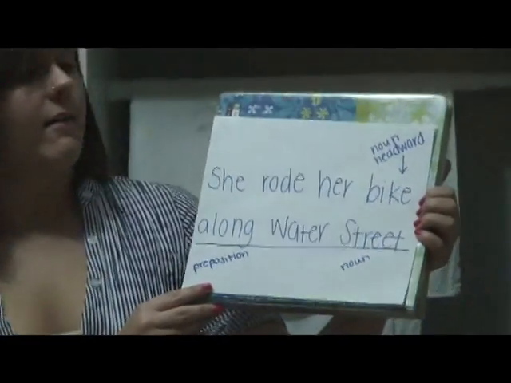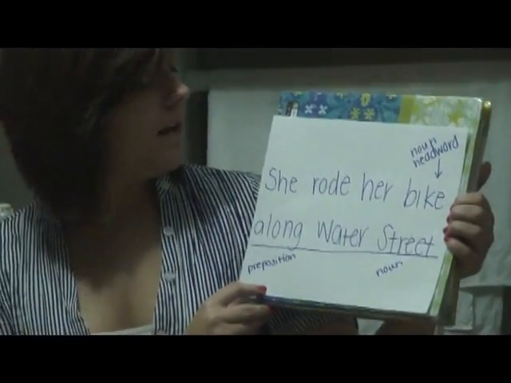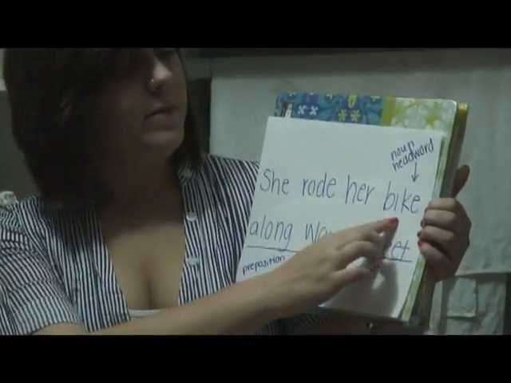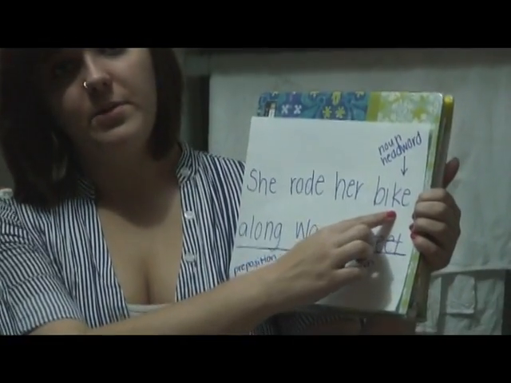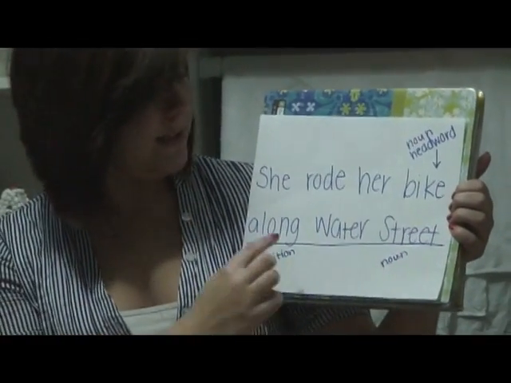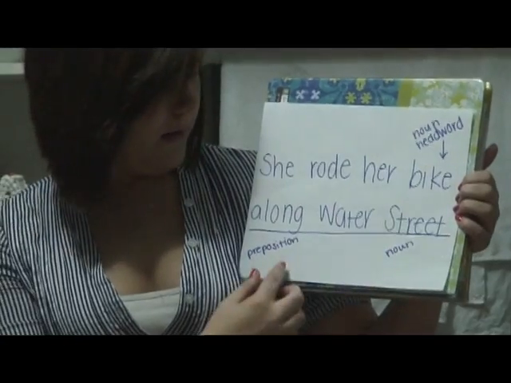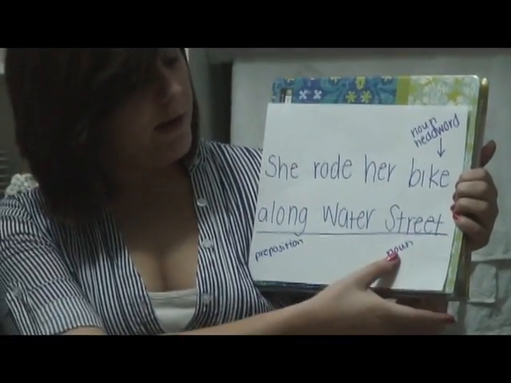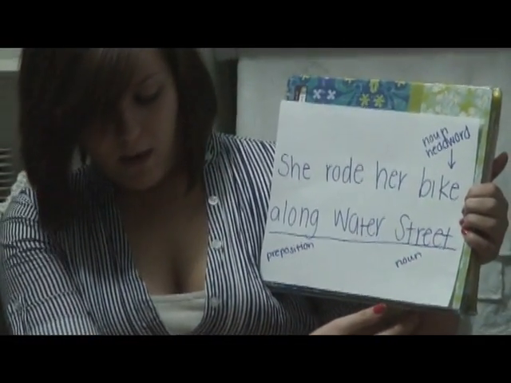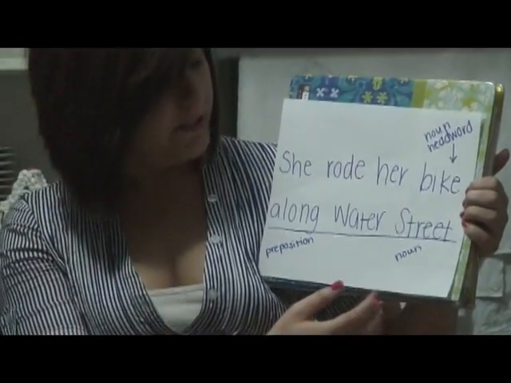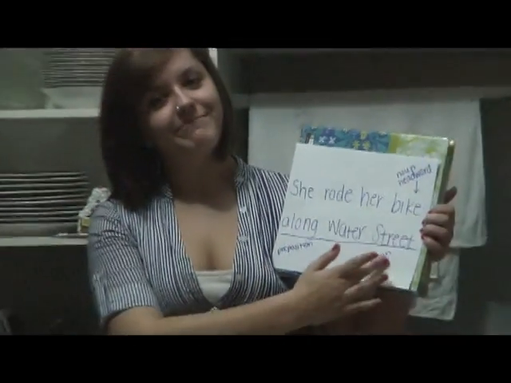She rode her bike along Water Street. Bike would be the noun headword in the sentence because it precedes the prepositional phrase, which is along Water Street. Along is the preposition and Water Street is the noun. It is answering the question where she rode her bike: along Water Street.